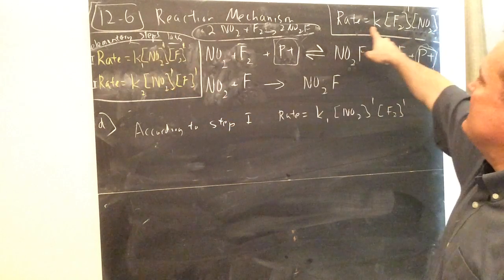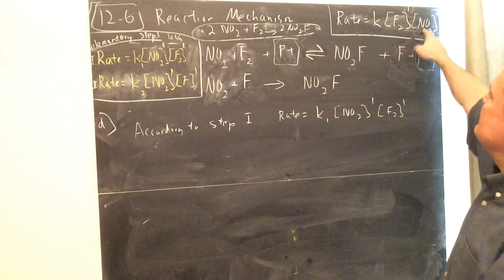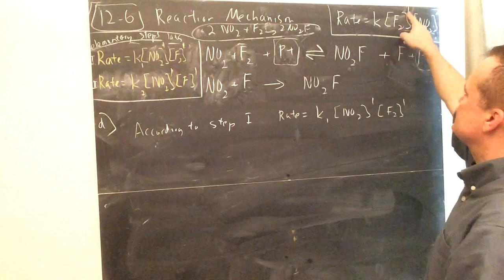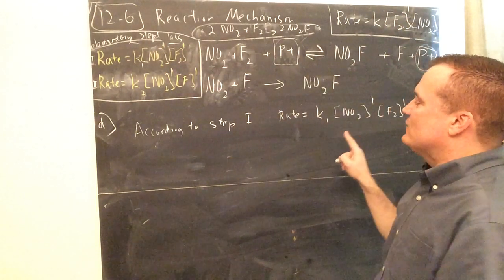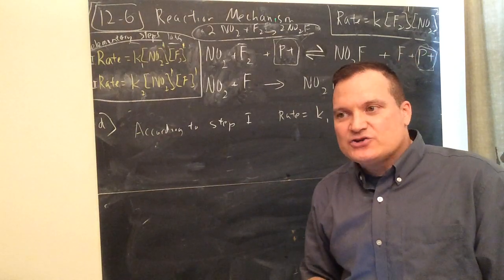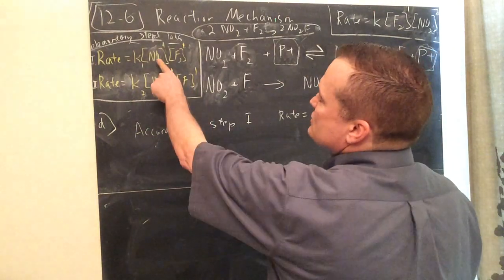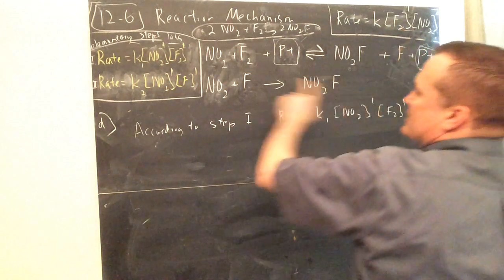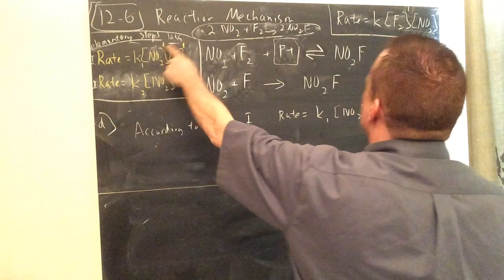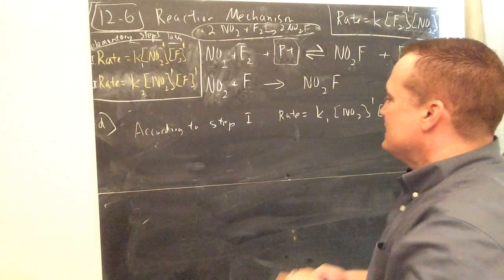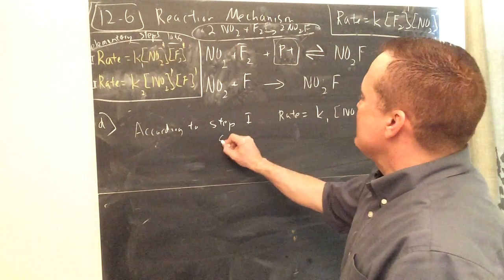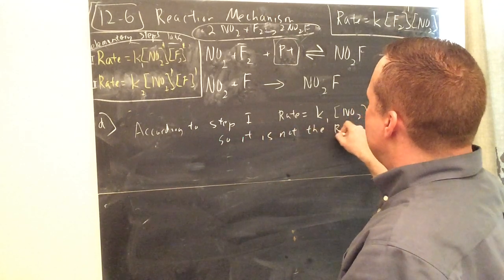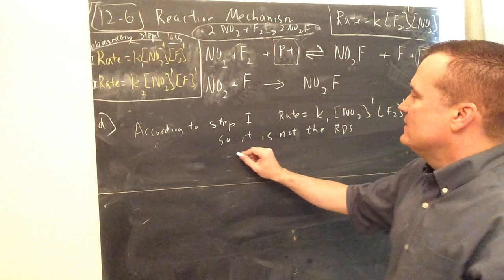NO2 in the overall reaction should be second order, but here it's only first order. F2 is first order, and F2 is first order. Okay, it cannot be the rate determining step, because in the rate determining step, the orders for each of these have to match the order of the overall rate law. So NO2 is first order, and it is second order there, so it's not. According to step 1, rate equals that. So it is not the RDS, the rate determining step.